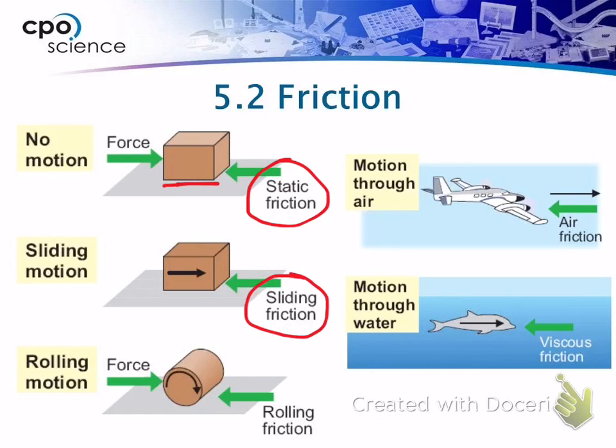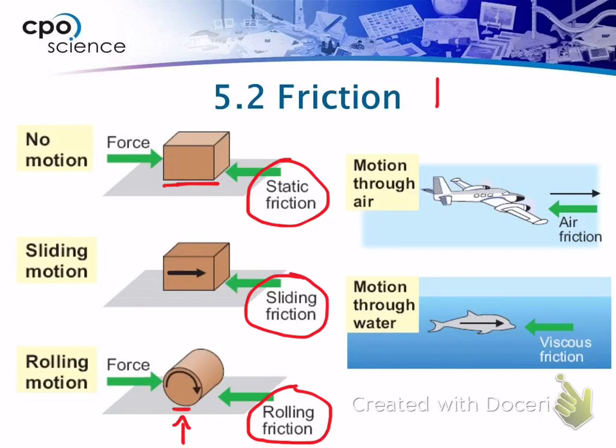Rolling friction is when things are rolling. Their names are very descriptive. It's quite helpful. And when rolling friction occurs, if you think about it, you've got a much smaller area that's touching the surface, and so rolling friction is going to be a little bit less than sliding friction.